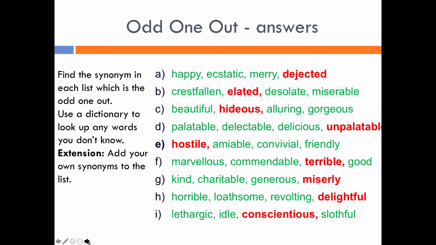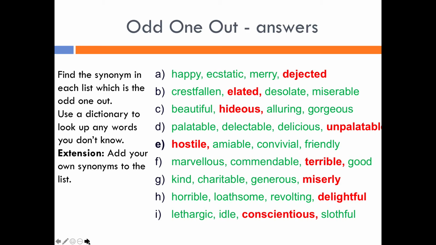And then H, again, horrible, loathsome, revolting. All words to describe something or someone unpleasant, you could add as another one. Delightful is obviously the opposite meaning, to mean someone very good. And the last one, words in green with similar meaning: lethargic, idle, slothful. All used to describe somebody who is lazy, or if not lazy, lacking in energy. Lackadaisical, we could say.